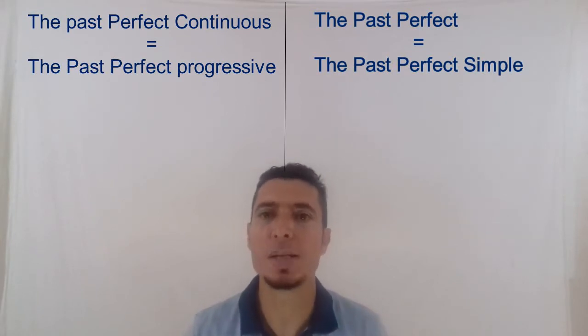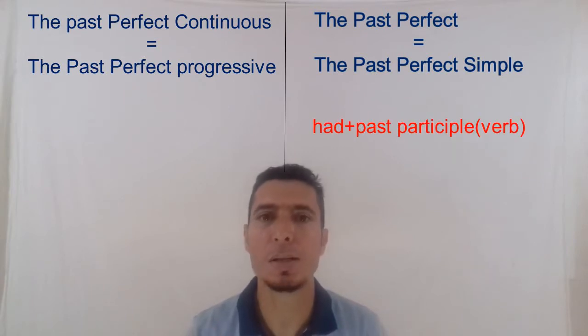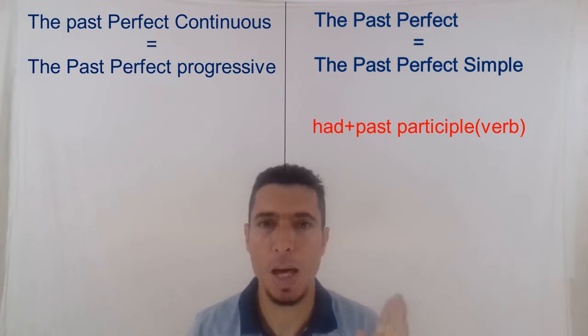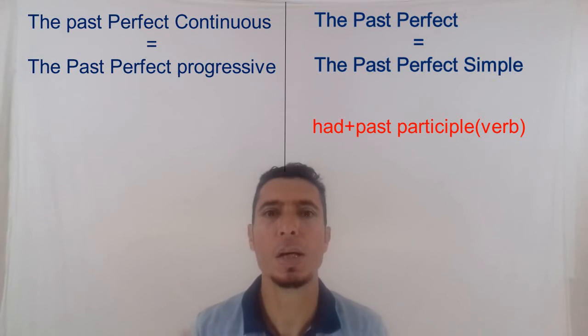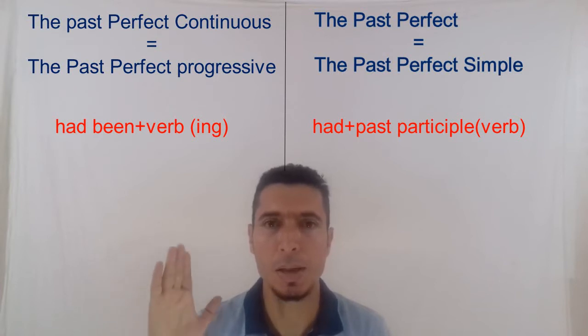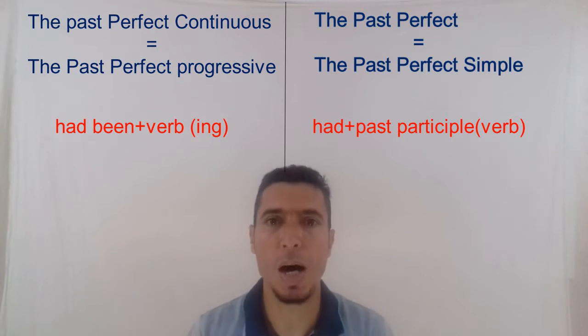Now, how do we make it? For the past perfect simple, we need had plus the past participle of the main verb. As for the past perfect continuous or progressive, we need had been plus a verb with ing. Since it is progressive or continuous, we need a verb with ing.